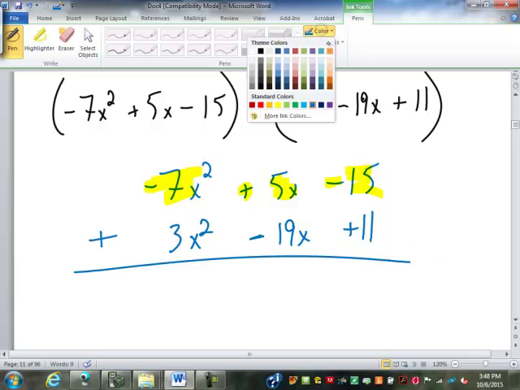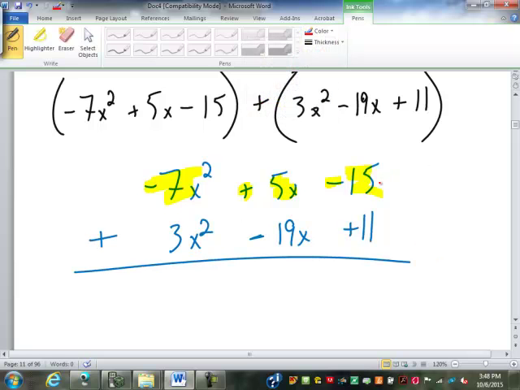And we're adding negative 15 plus 11, negative 4. 5x plus a negative 19x, negative 14x, and negative 7x squared plus 3x squared, negative 4x squared. There we go.